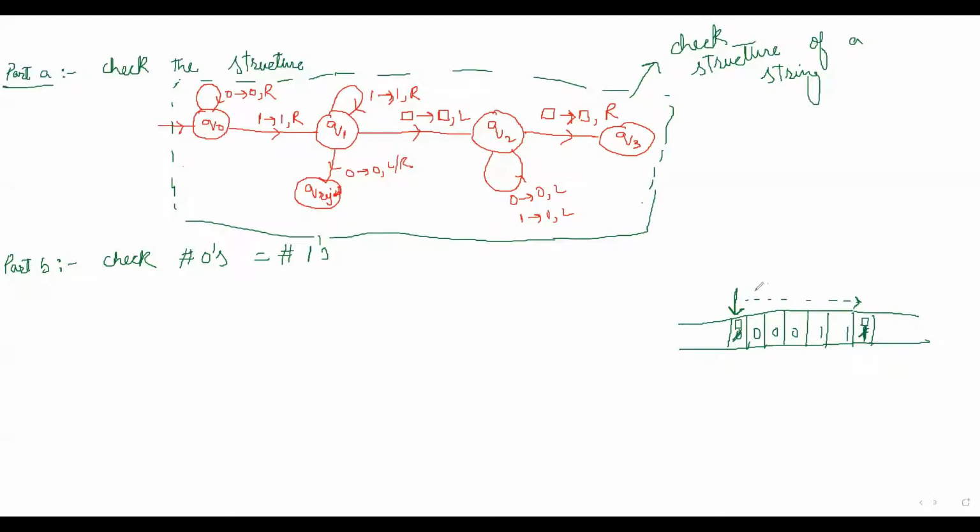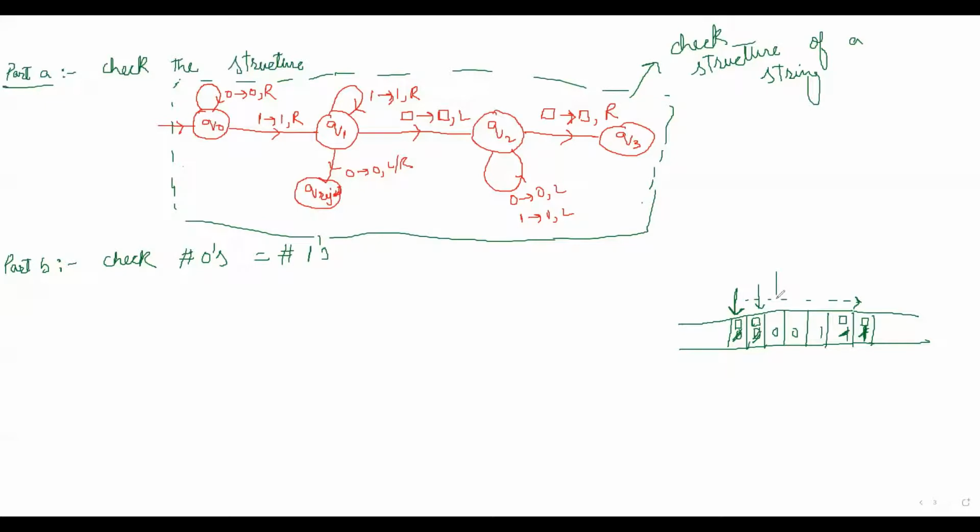Then again we will come to the initial point. Initial point means this one. So this one has been replaced with blank. Now we will go here. Again 0 is here. We will replace it with blank. We will go to the end. The end is here because here we have blank. We have replaced it. Now the end is here, so we will replace it with blank because 1 is there.